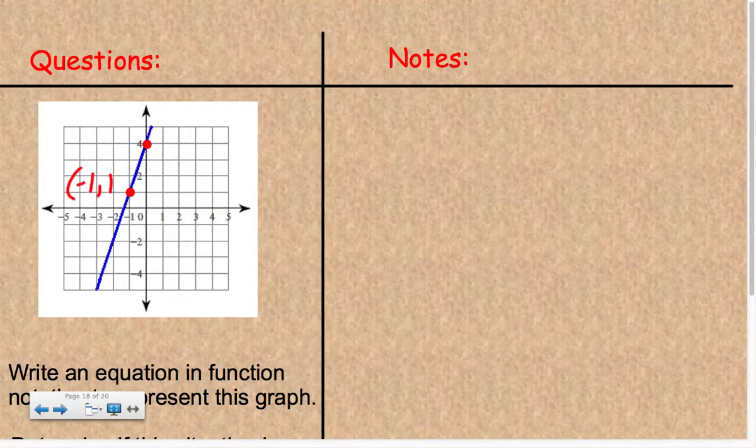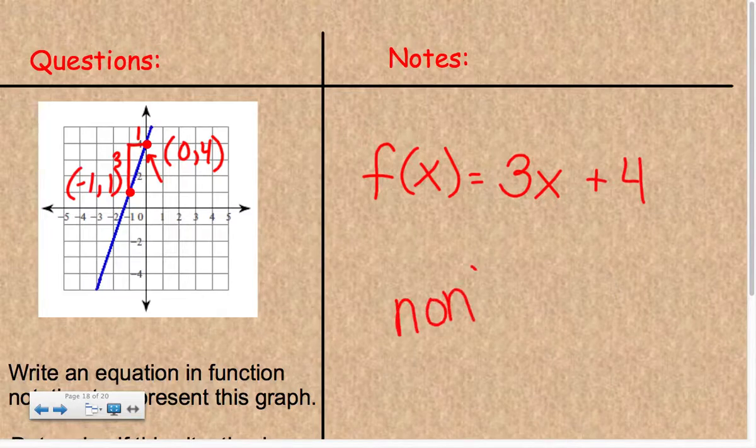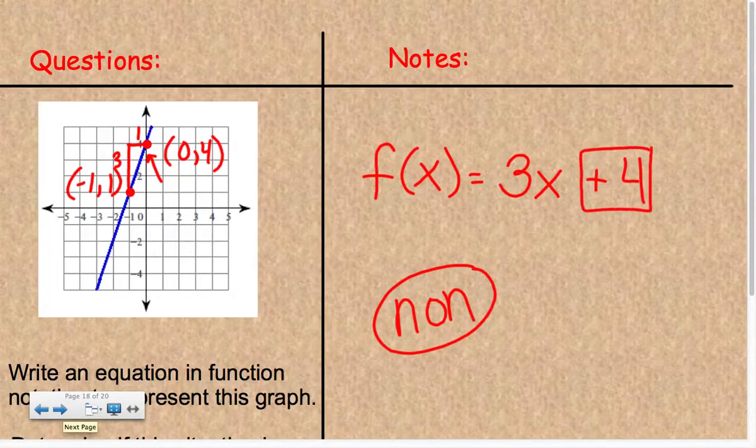The points are (-1, 1) and (0, 4). f(x) equals, count my rise and run. Rise 1, 2, 3, run 1. So 3 over 1, or 3x. My line crosses the y-axis right here, which is positive 4. It does not go through the origin, so it is non-proportional. My y-intercept is not 0, so it's non-proportional.